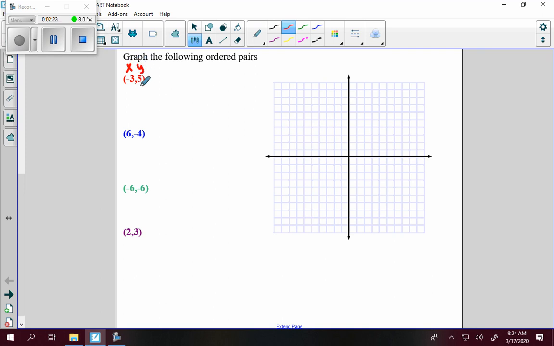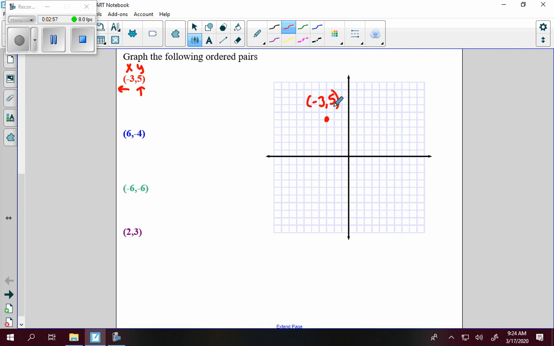My x tells me I'm going to go to the left 3, and my y then tells me I'm going to go up 5. There should only be one point on your graph. So you don't want to go left 3, put a dot, and then go up 5, put a dot, because then you'll have 2 dots. That ordered pair just represents 1 dot on your graph. If you were to start here at 0, 0 and go backwards 3, 1, 2, 3 because it's negative, and up 5, 1, 2, 3, 4, 5 because it's positive, there would be your point. It would be negative 3, 5.